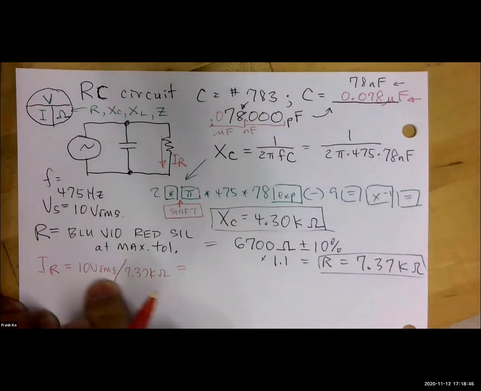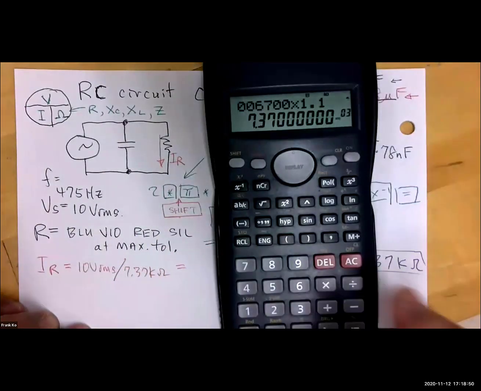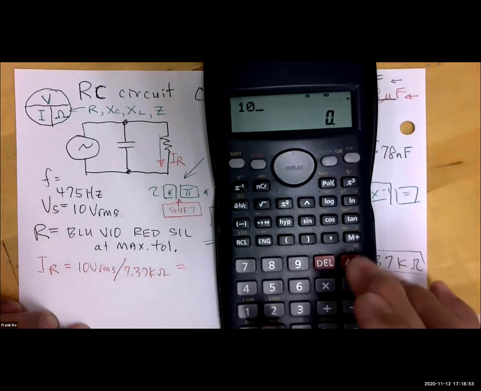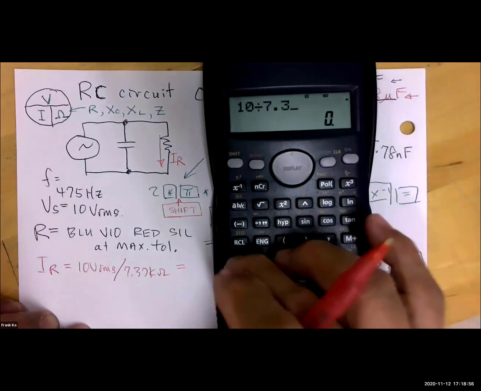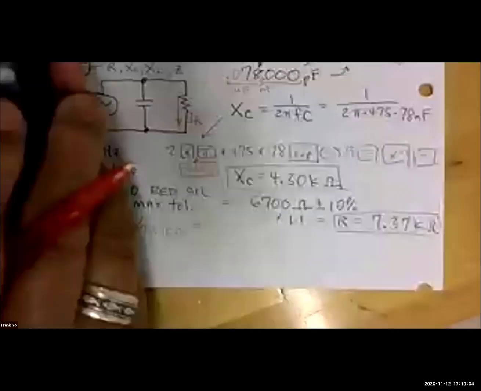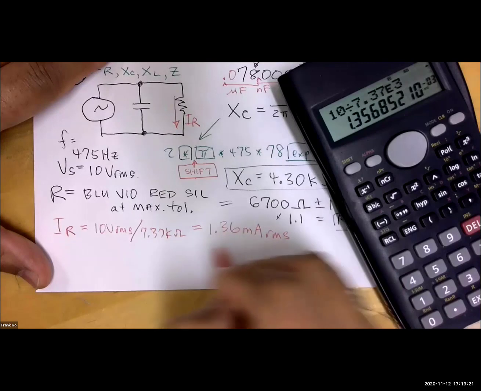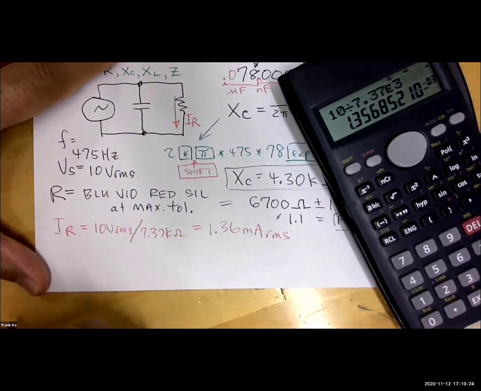So 10 volts RMS divided by 7.37 kilo ohms, which we calculated earlier. Let's go ahead and do that. 10 divided by 7.37 kilo. What do you calculate that current to be, sir? 1.36. Is it microamps or milliamps? It's milli. Okay, it's 1.36 milliamps RMS. Does everybody concur with that calculation? So far, so good?